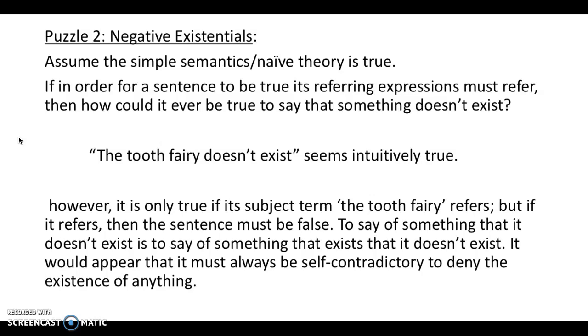Now, of course, that's impossible. That is contradictory, but this seems to be the requirement of the naive theory in order to make sense of a sentence like the tooth fairy does not exist. It seems a bit circular or paradoxical, so this turns out to be a very serious problem for the naive theory.